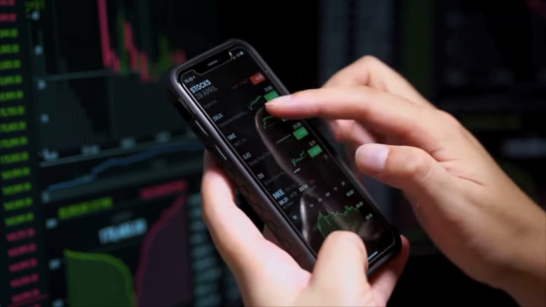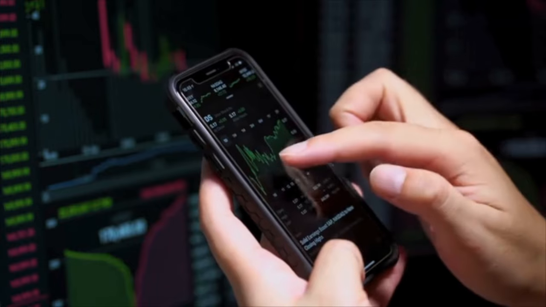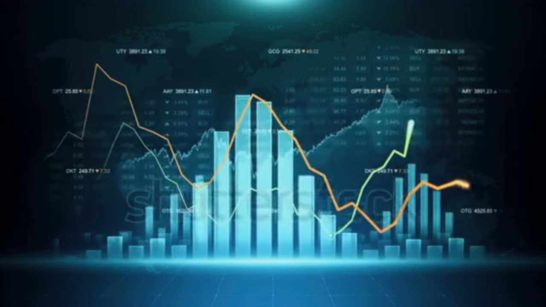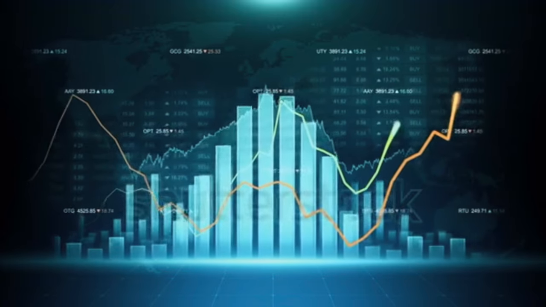Swing trading. This strategy holds trades for several days or weeks to capture medium-term trends. It combines technical analysis with fundamental insights. Swing traders balance patience with agility.